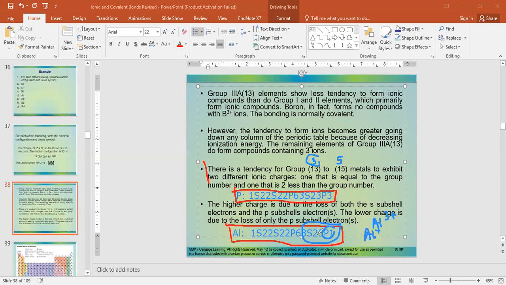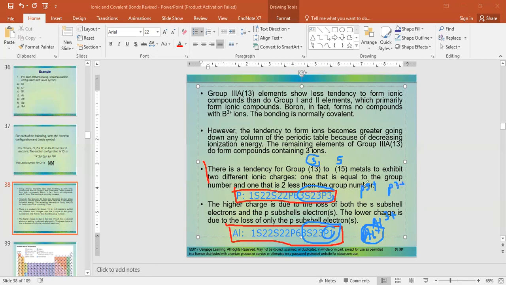And this is a result of either losing the s2 electrons or not losing them. But now the chemistry of this kind of aluminum is very rare. Now, on the other hand, if you look at this group of 5, we may have something like phosphorus 5+, meaning that here it has lost both the S and the P, the S2 and the P3. Or we may have phosphorus 3+, meaning that it has only lost a P.